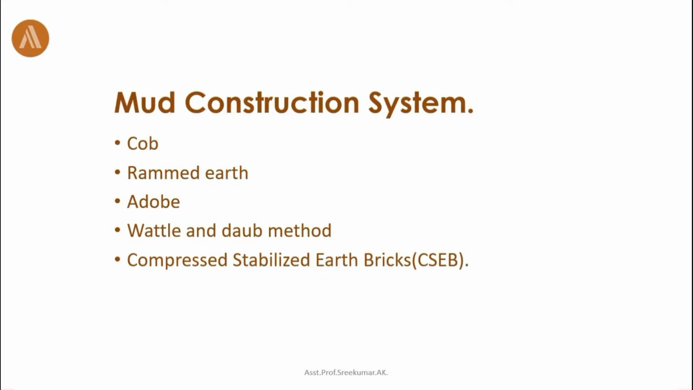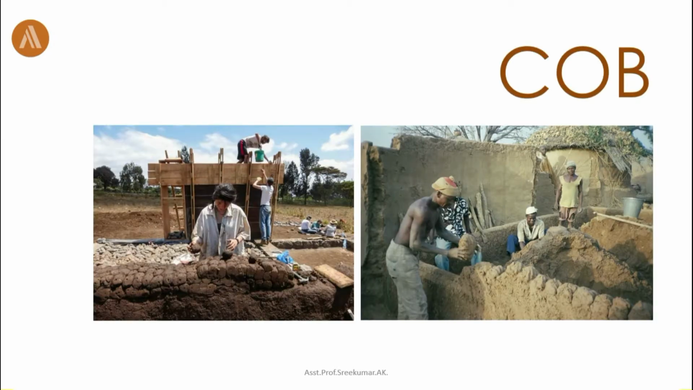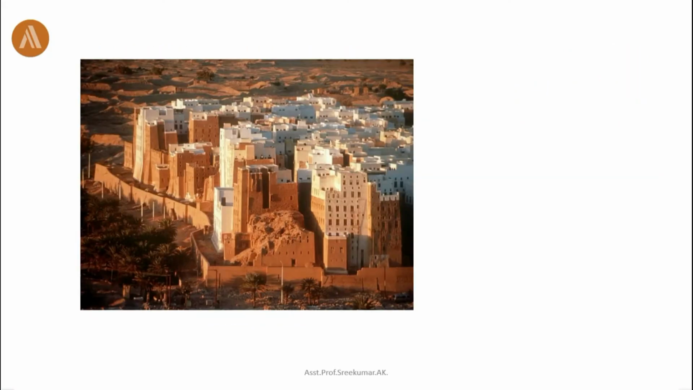Let's now get into detail on the first system, the cob. The first, simplest and almost certainly the oldest system is called cob. This technique was used a lot long ago in Europe, where it was named cob in England and bauge in France. This technique is still used a lot in Africa, India and Saudi Arabia, where beautiful examples can be seen. Now just take a look at the image on the screen.